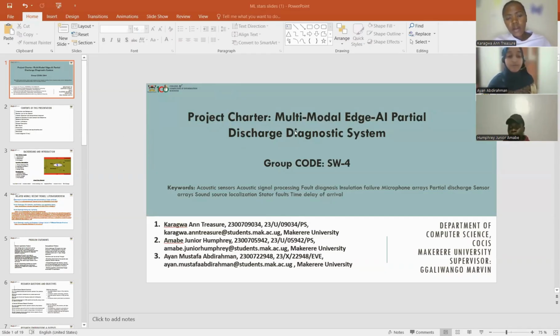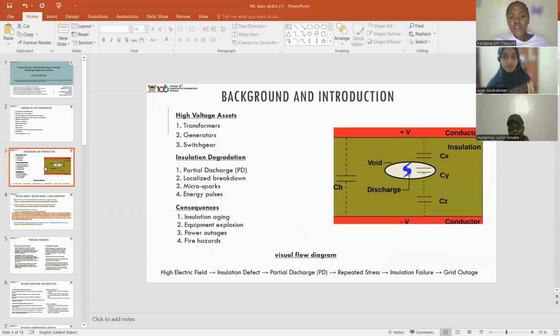Mustafa Abdurrahman. We are presenting our project called the Multi-Modal AGI Partial Discharge Diagnostic System. This project aims to identify partial discharge, classify it, and identify the location of the partial discharge in high voltage systems like transformers, generators, or even switchgears.